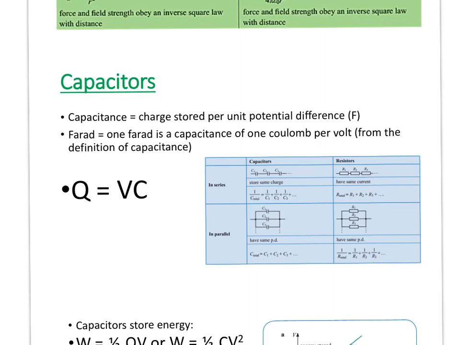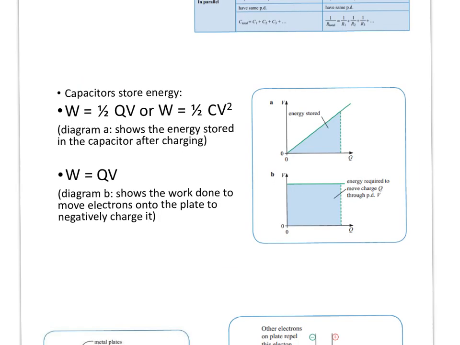In a series circuit, 1 over the total capacitance is equal to 1 over the first capacitor plus 1 over the second capacitor plus 1 over the third capacitor. And in a parallel circuit, the total capacitance is the first capacitor plus the second capacitor plus the third capacitor.